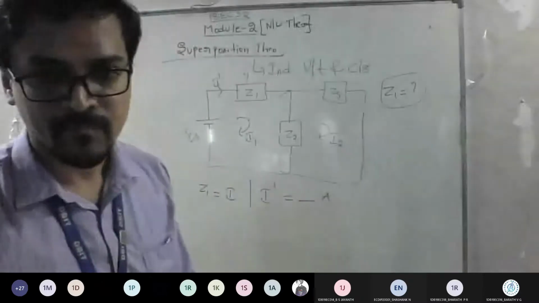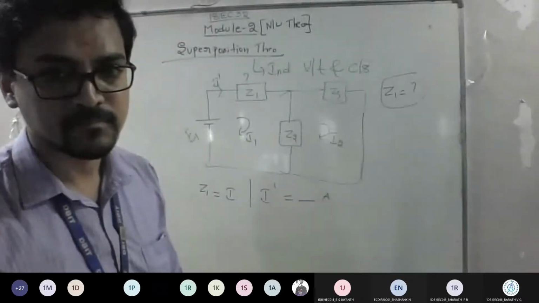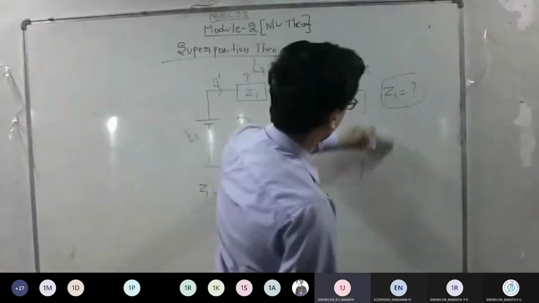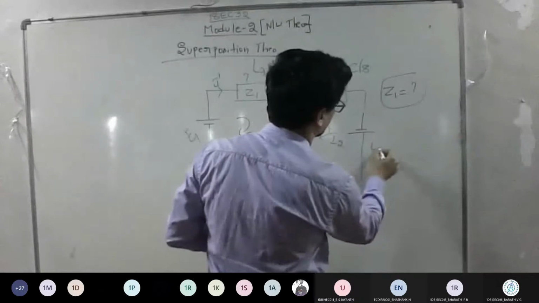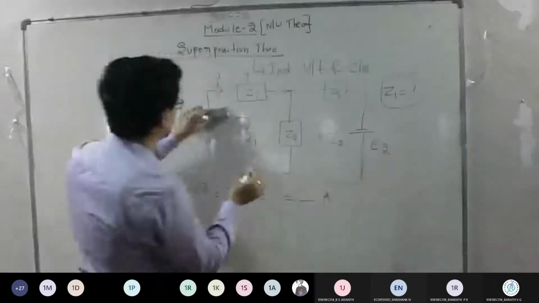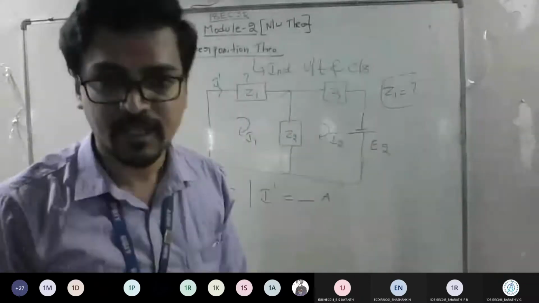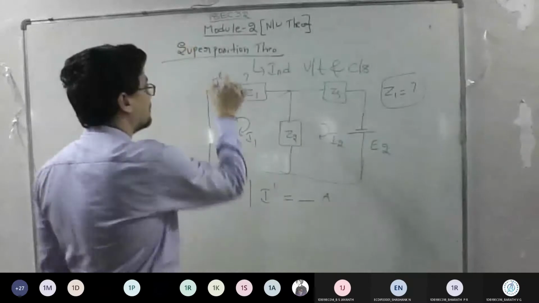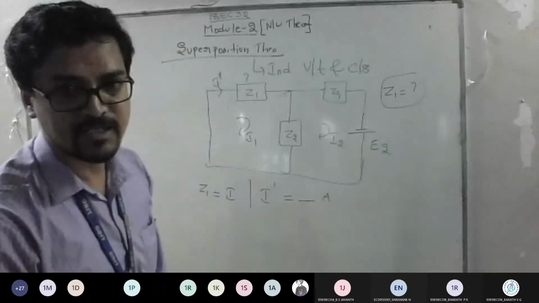What is case 2 now? What is going to be active? E2 is going to be back active, sir. I'm going to bring back my E2 and I'm going to short E1. The current source is again an open path. Agree? Now you can't give the same current name, so let me make it I double dash.